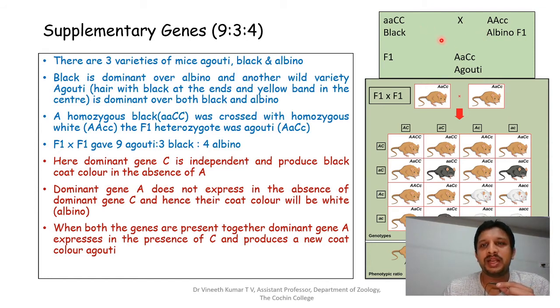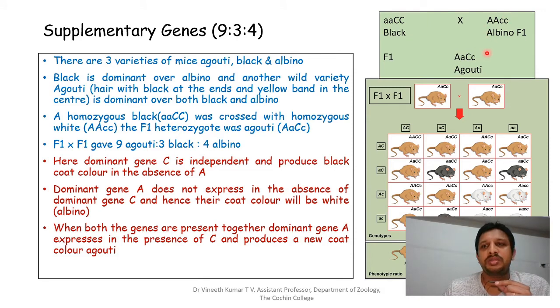And what happens here is when two individuals were crossed, one homozygous dominant for one gene, the other homozygous dominant for the other gene. We know that one of the genes is independent; it expresses itself, but the other gene is dependent on C. It produces its effect only when C is present along with it. That's why when A is alone present, it does not produce any effect, and hence the coat color will be white, which is called albino.